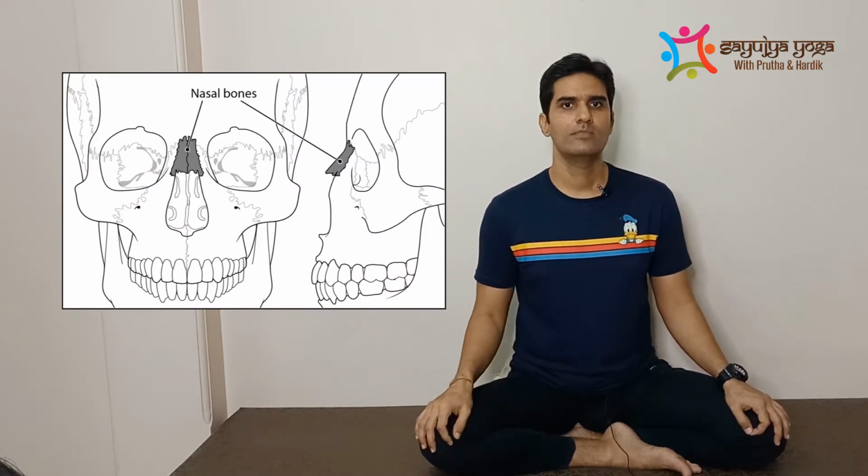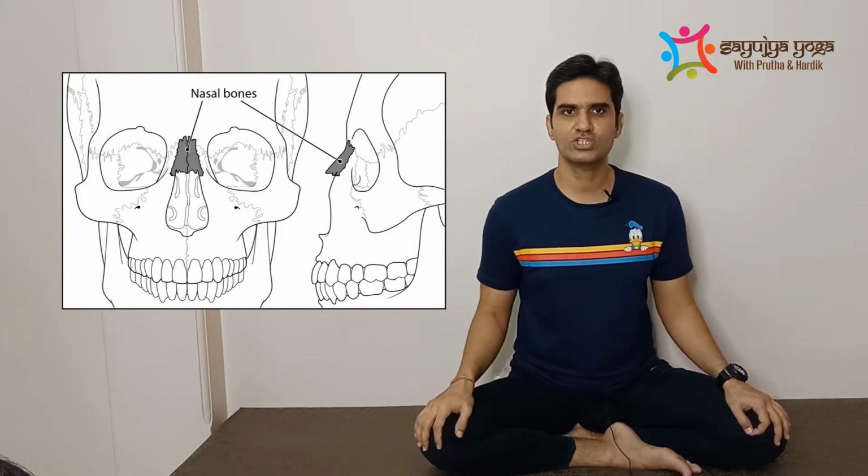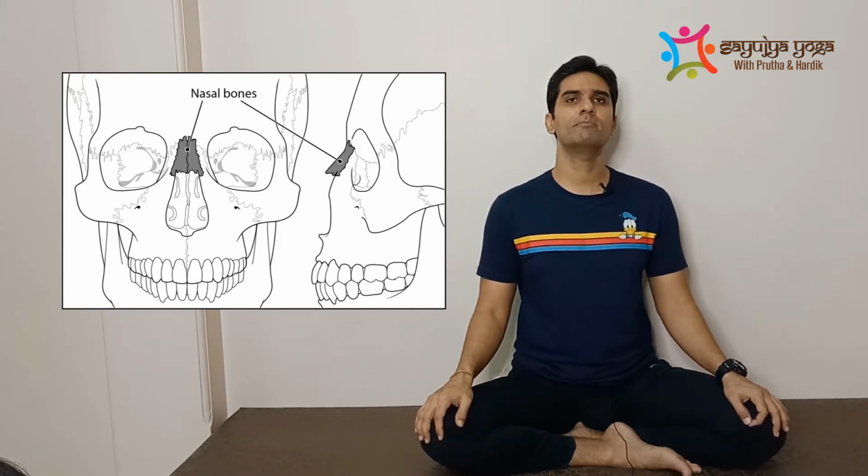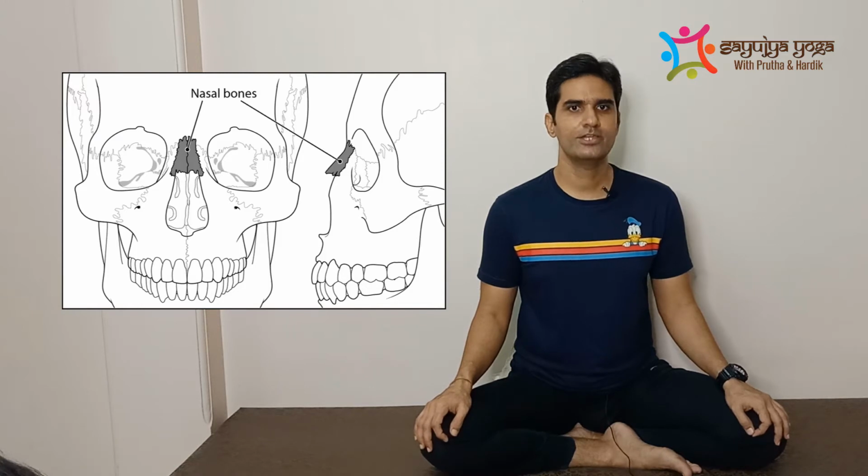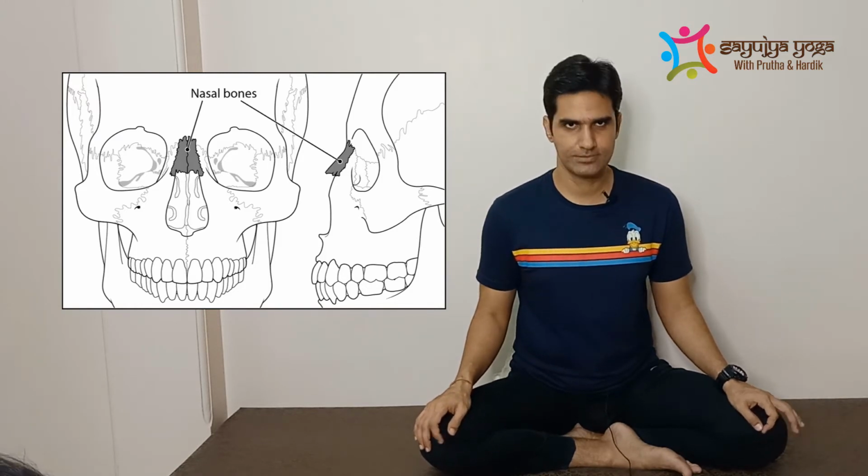Nasal bones. The nasal bones are the easiest facial bones to remember because they make up the bridge of the nose.